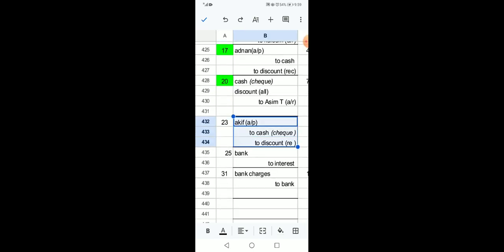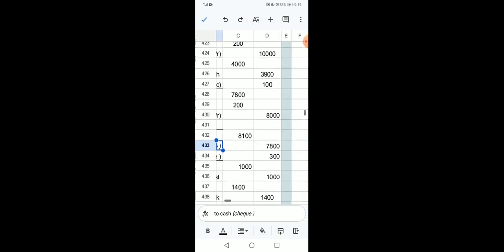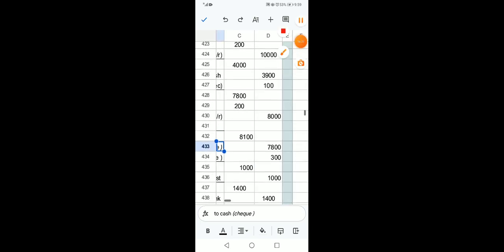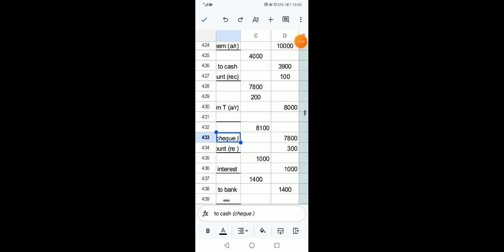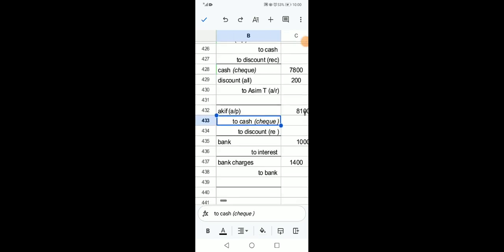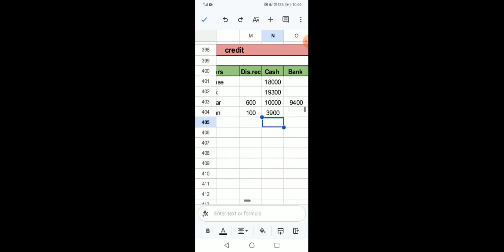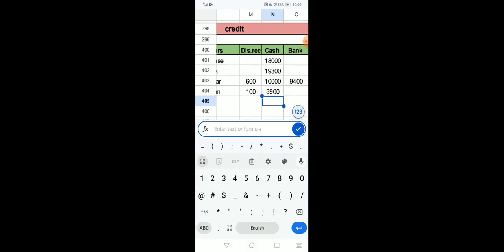There are three elements in this entry, but we are associated with only two elements, cash and discount. So we'll do step by step. First step is to see cash, which is credited 7800. So go to the, one second, I will check the amount. Okay, I just checked, the amounts are correct because same check has been endorsed to Akif. Here cash is credited with 7800. Go to the credit side of the cash and write down 7800 over here.